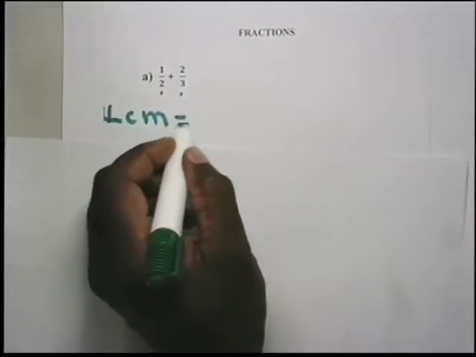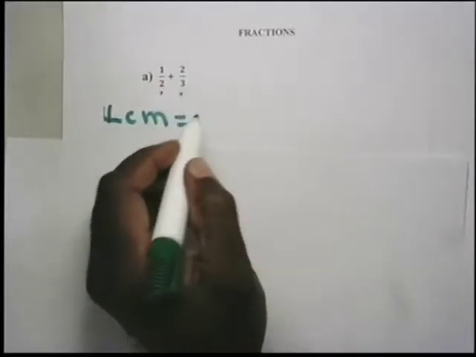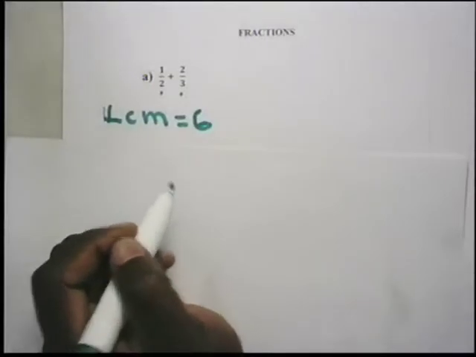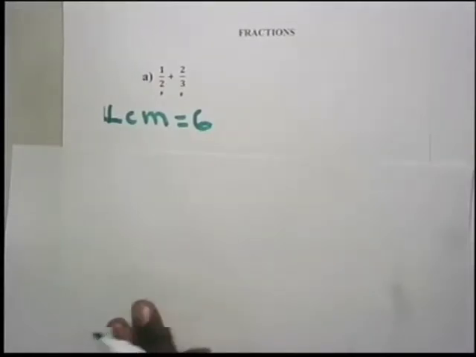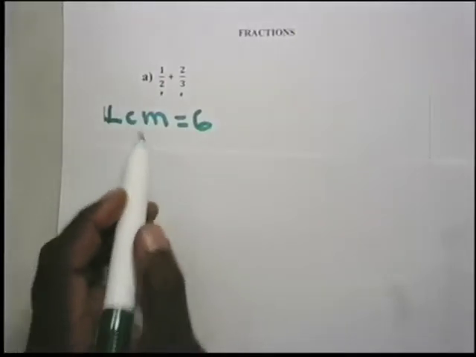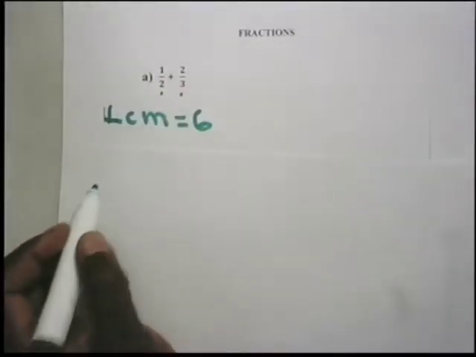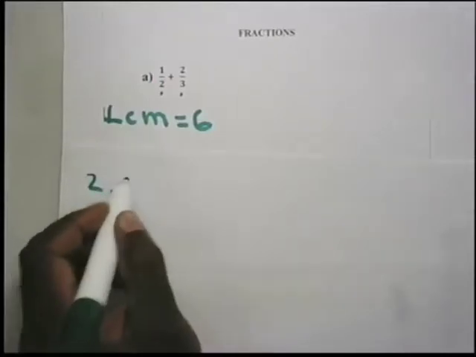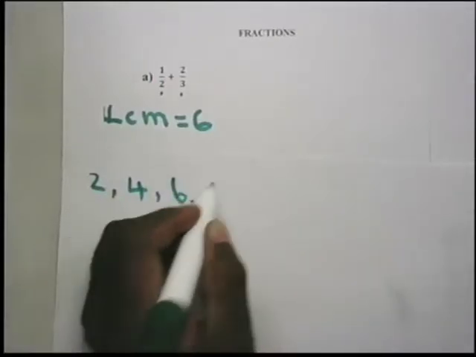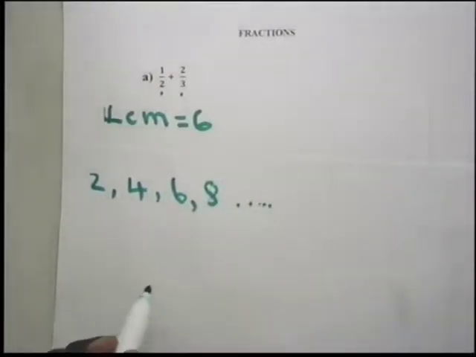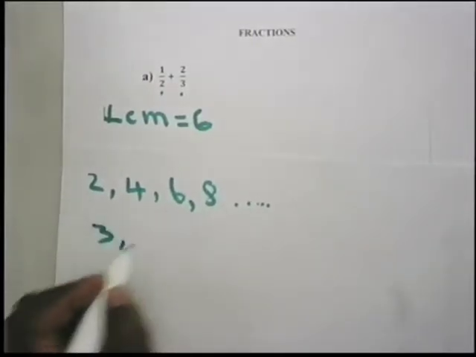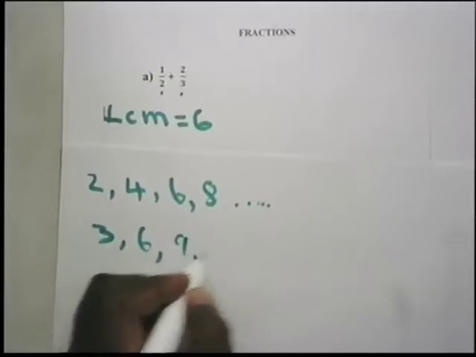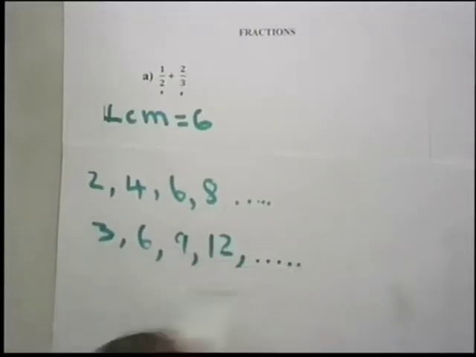So the LCM of 2 and 3 is 6. Now comes the question of how did you know that is the LCM? One of the most basic methods that we were taught in primary school is to count in terms of the multiples of 2. Then we'll count like 2, 4, 6, 8, and the pattern continues. And the multiples of 3 will be 3, 6, 9, 12, and the pattern continues.